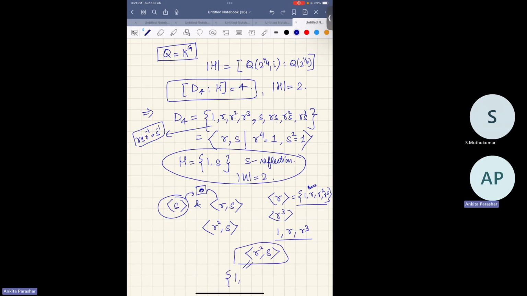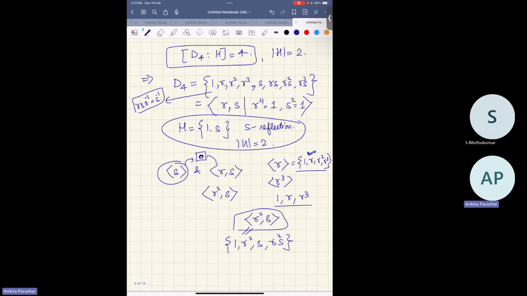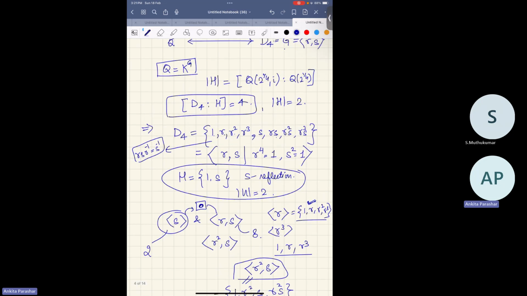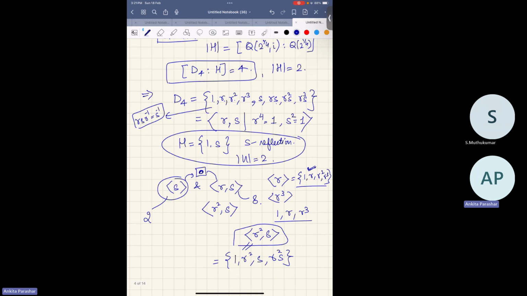Because this will be just 1, R square, S, R square S. Only possibility. Moreover, you also see that this is an order 2 subgroup, this is an order 8 subgroup. The only subgroup which can lie should have order 4. So you can also see what order 4 subgroup can lie. So this is nothing but that order 4 subgroup which you are looking at. Right. Now we just have to know the fixed field by this subgroup. Once we know this, then we are done.